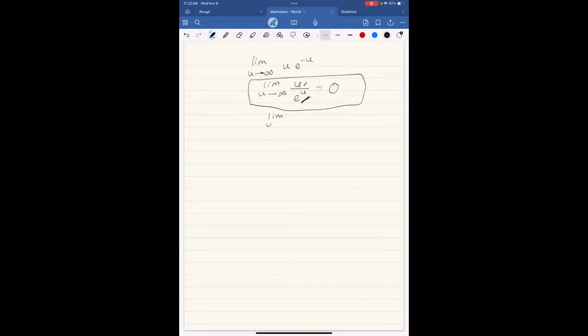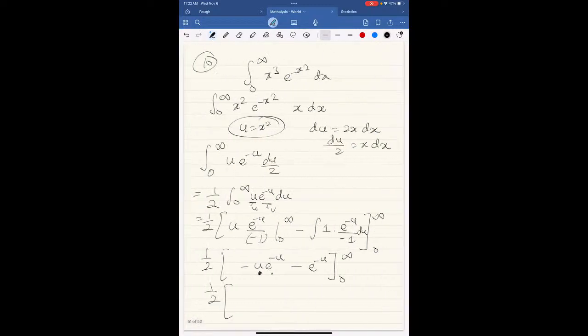If you use L'Hopital's rule, since both of these expressions go to infinity, infinity by infinity form, just differentiate, which gives you 1 divided by e to the power u. Now you can substitute the limits. It's 1 by e to the power infinity, which is 1 by infinity, which is 0. So you can also do it from L'Hopital's rule. Anyway, we know this goes to 0, so this is minus 0, and this will also be 0 because e to the power minus infinity is 0, and then minus at 0, this will be 0, and this will be minus 1. So it's 1 by 2 times 1, which is half.